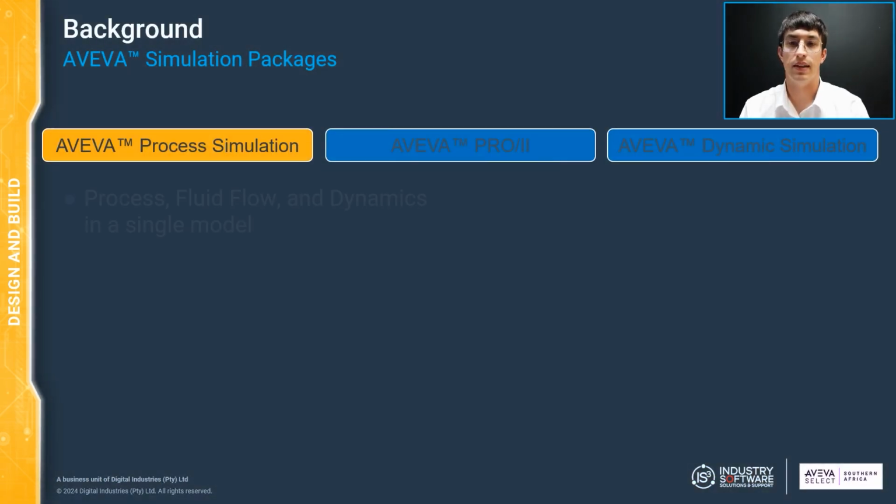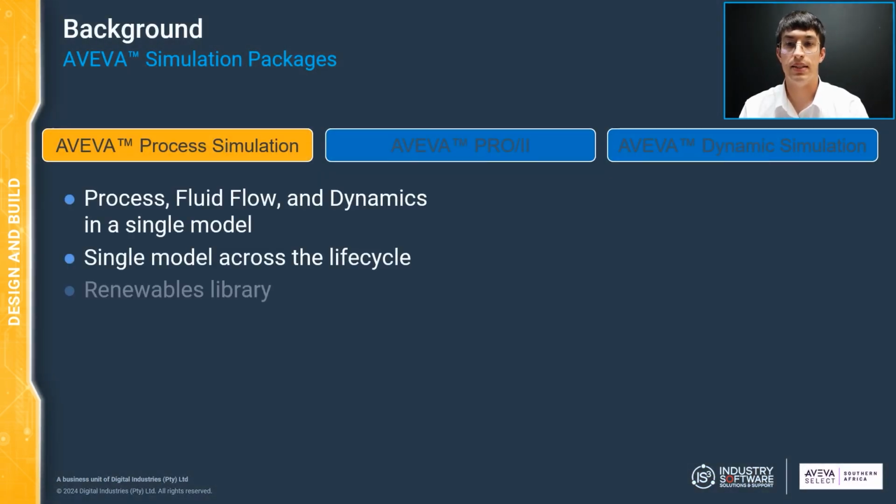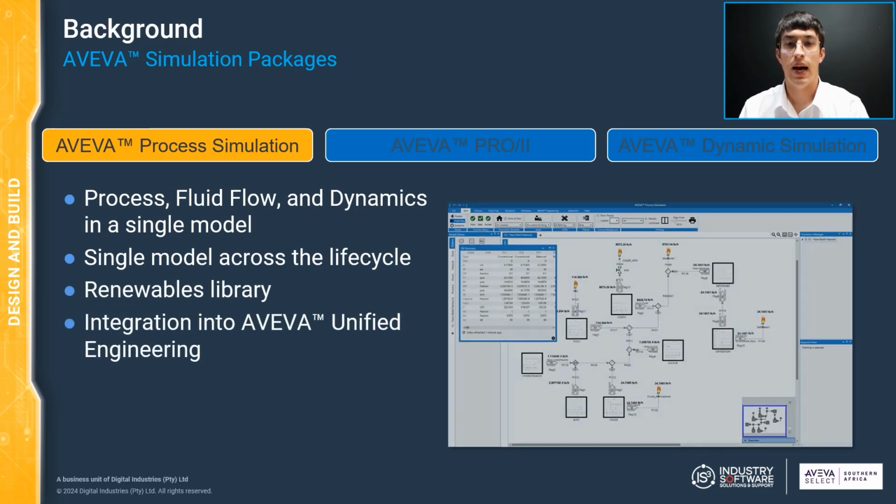Firstly, looking at AVEVA Process Simulation. It is the youngest of the three software and combines the capability of doing steady state and transient simulations in one model. This allows the user to have a single model across the asset lifecycle. AVEVA Process Simulation has a library designed to handle renewables, and it can seamlessly integrate with AVEVA Unified Engineering, which streamlines the design process.